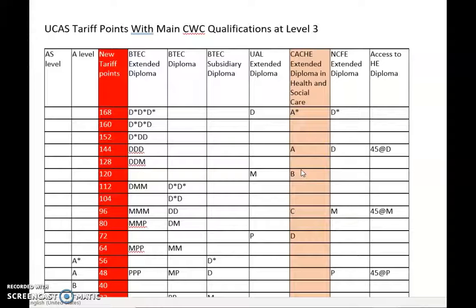Now, any points higher, for example, 128, 144 goes up to an A. And then if you drop down to 112, 104, 96 is your C grade. So what you really want to do is look at the cash points over here and the new tariff points, which are your UCAS points. So they are the same. If you do find where they're talking about BTEC extended diploma requirements, you can look at it based on this. This is your DMM, for example, or DDM, where they said distinction merit. So that's how that works.